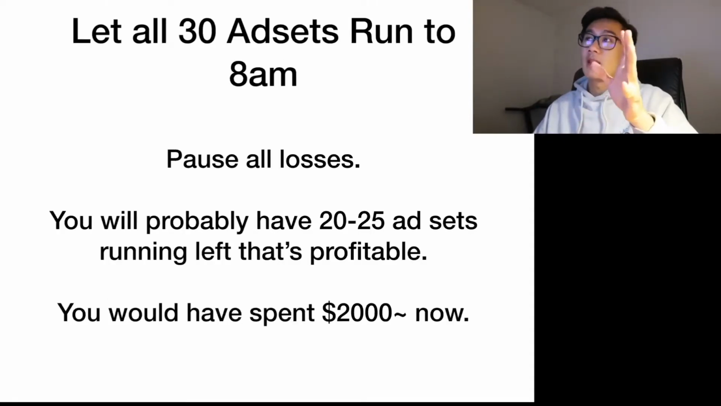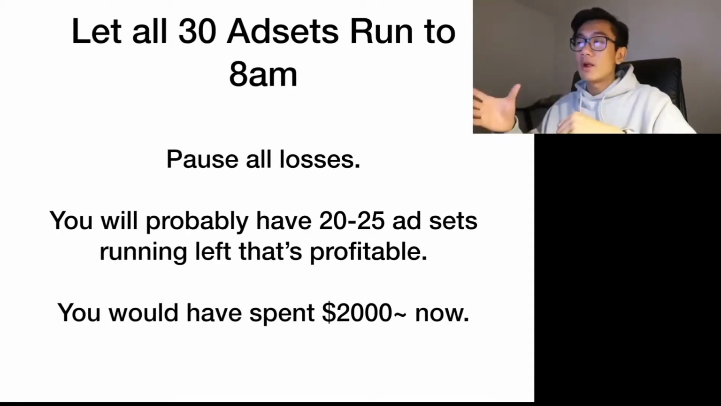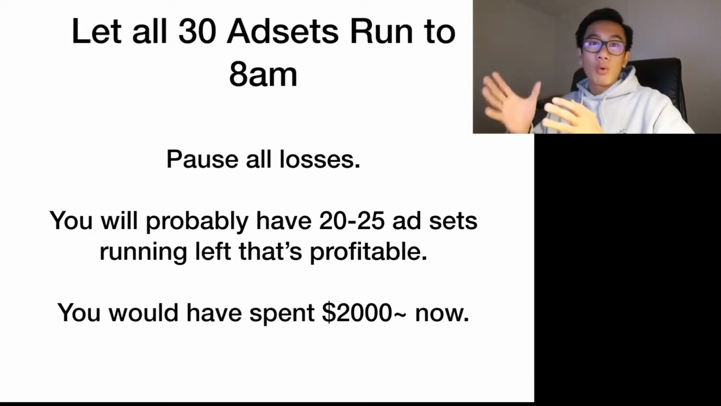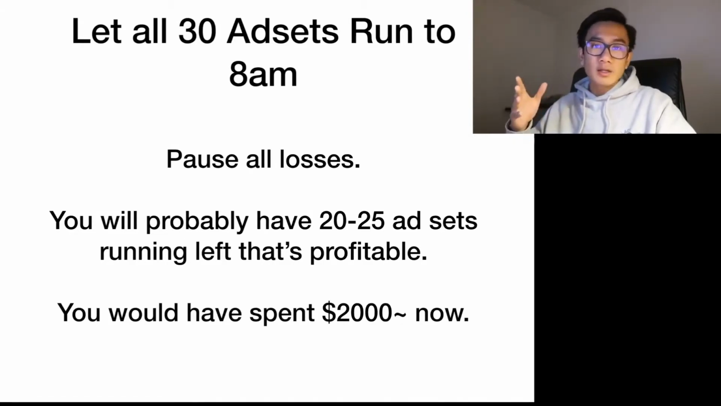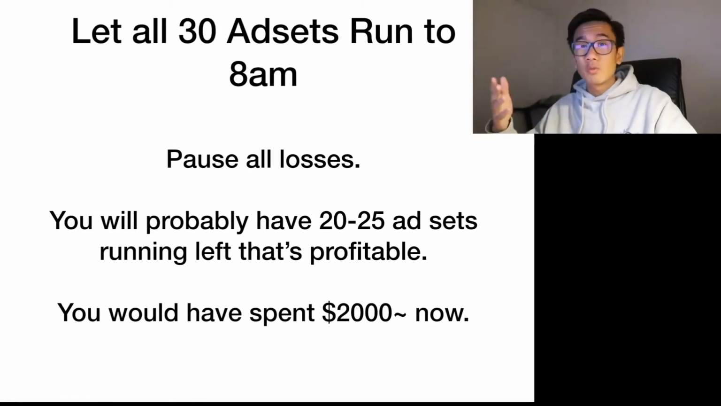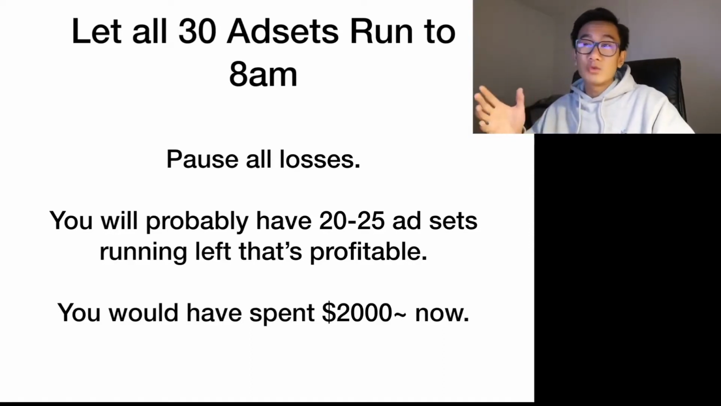So what you do is you start by letting all 30 ad sets run until 8 a.m. And at 8 a.m. you pause all the losing ad sets. By 8 a.m. each ad set will probably have spent $90, and you can tell which ones aren't profitable and which ones are. Kill all the unprofitable ones, and you'll probably be left with 20 to 25 ad sets that are profitable. And now you would have roughly spent $2,000.